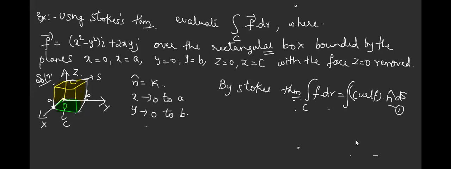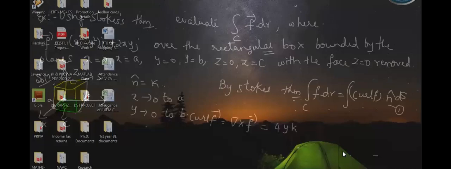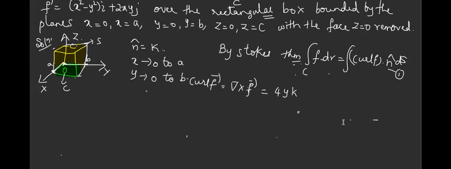Just find curl F for this problem. You know the 4yk concept. Very good. Del cross F, if you just simplify, you will get it as 4yk. Are you getting the same? Are you getting the answer as 4yk? Yes, ma'am. Okay, let us proceed and just write down.